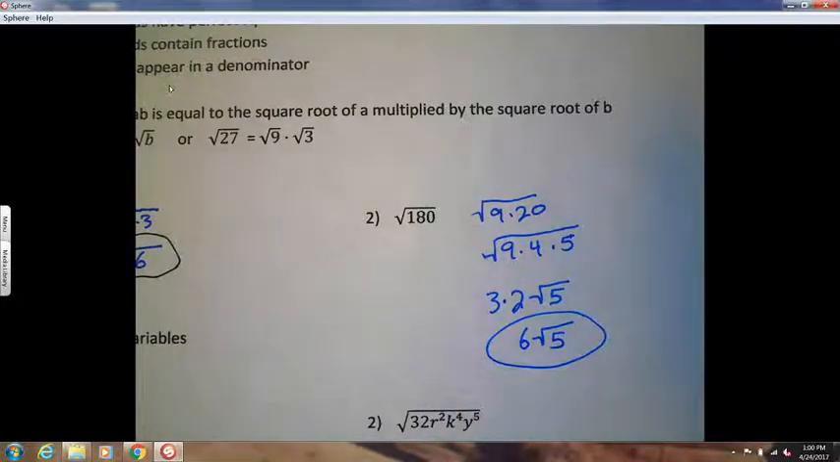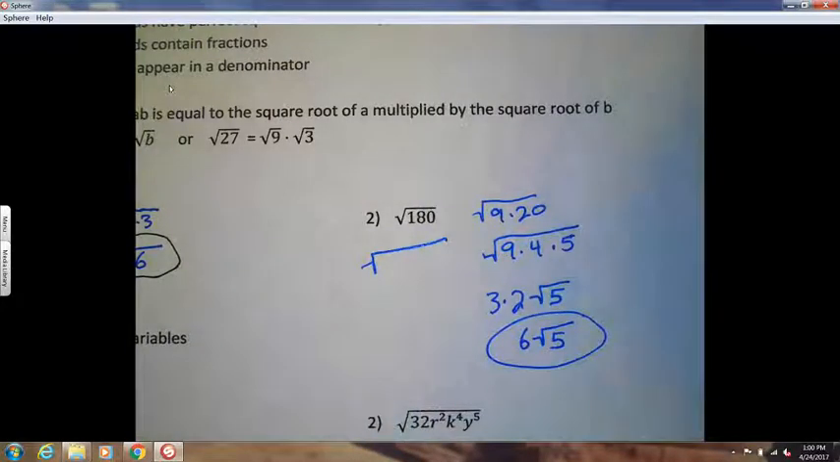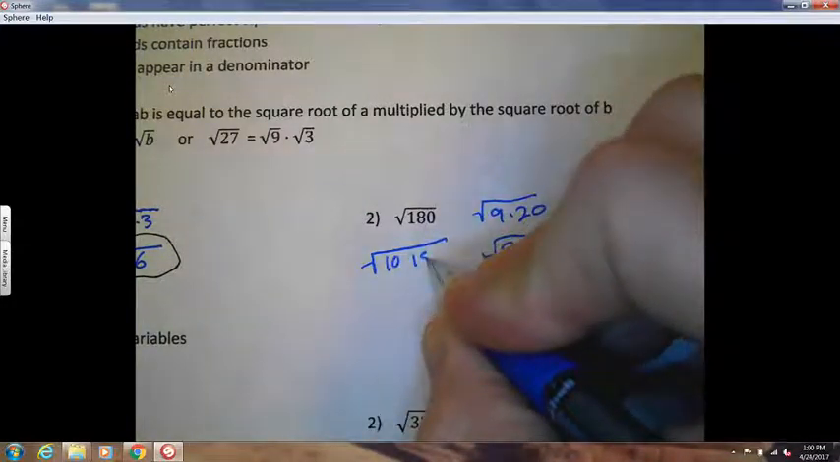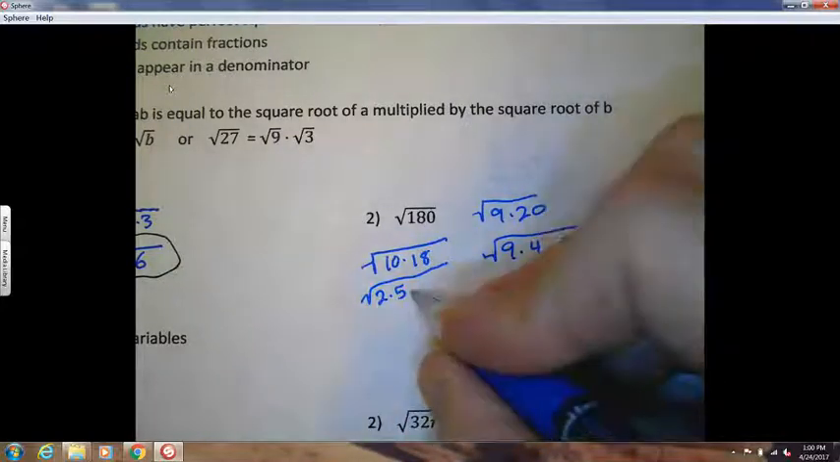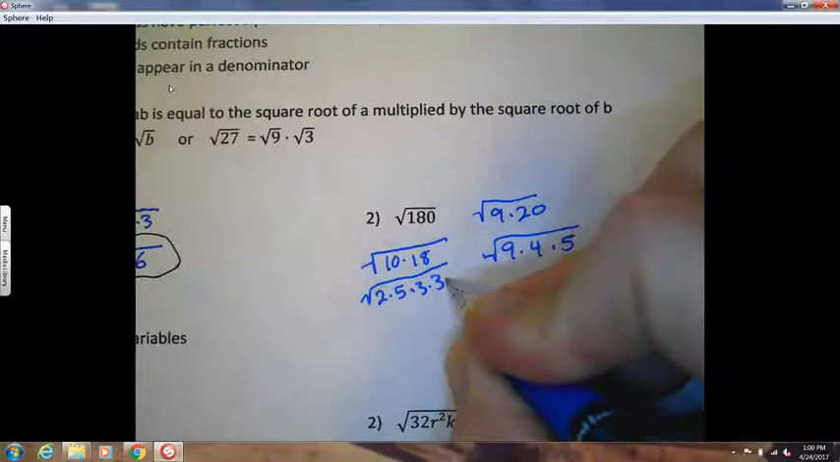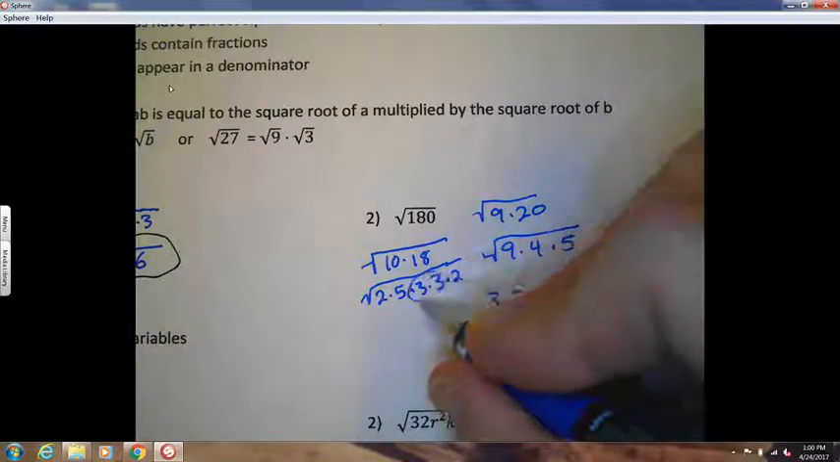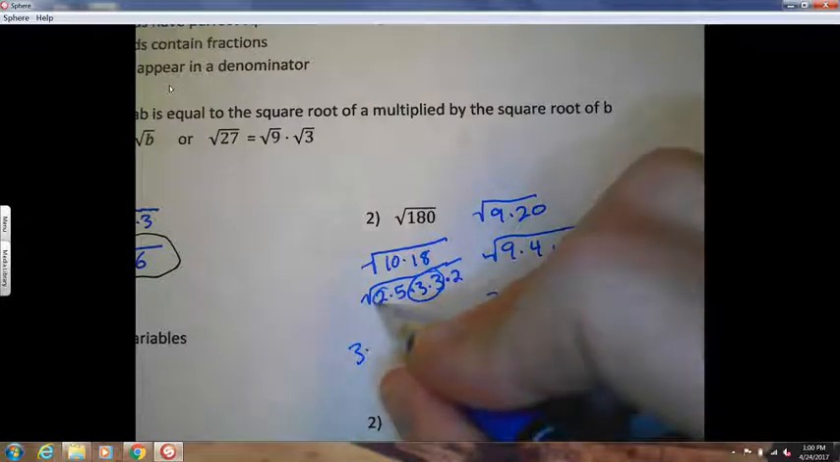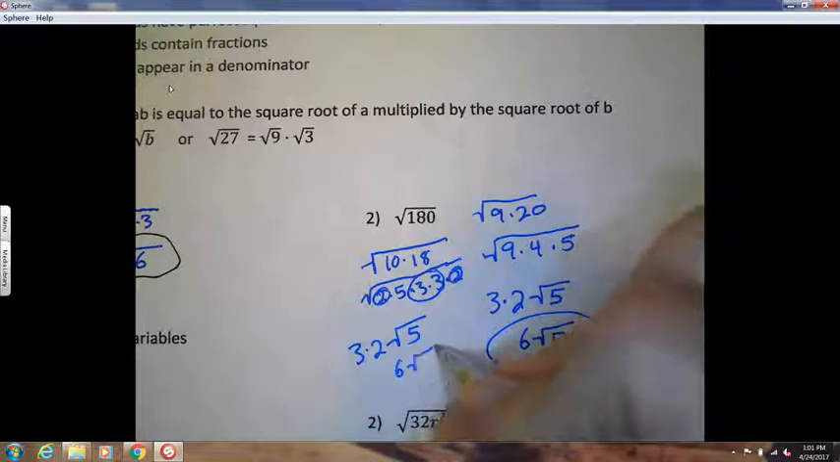Now if you struggle finding that, then just completely factor out the number. So I'm thinking it's 18 times 10. 10 is 2 times 5. 18 is 3 times 3 times 2. So 9 times 2. Now I'm looking for pairs of numbers. Here's a pair of 3s and a pair of 2s. So you get 6 radical 5.